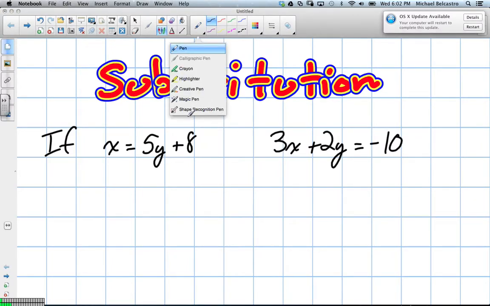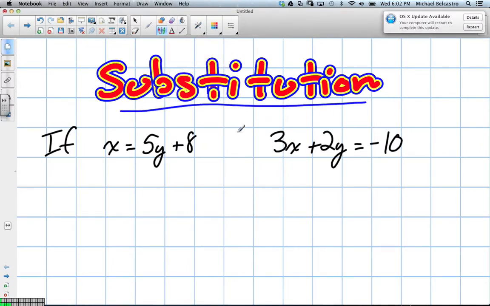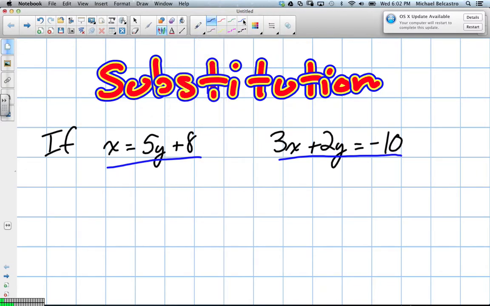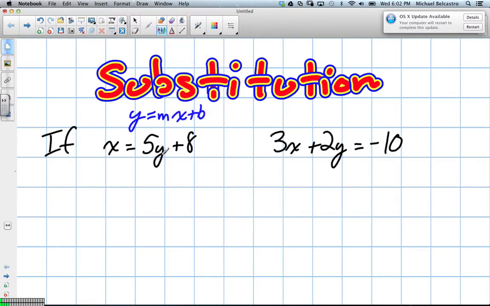Okay, so we're going to be using substitution to find the point of intersection between two lines. Now these are two lines, and we're used to seeing lines written as y equals mx plus b, right? But in this case, they've just set these lines equal to a different variable. They do have a y, and the x is technically only to the power of 1, so we know they're linear. Okay, so they're straight lines.